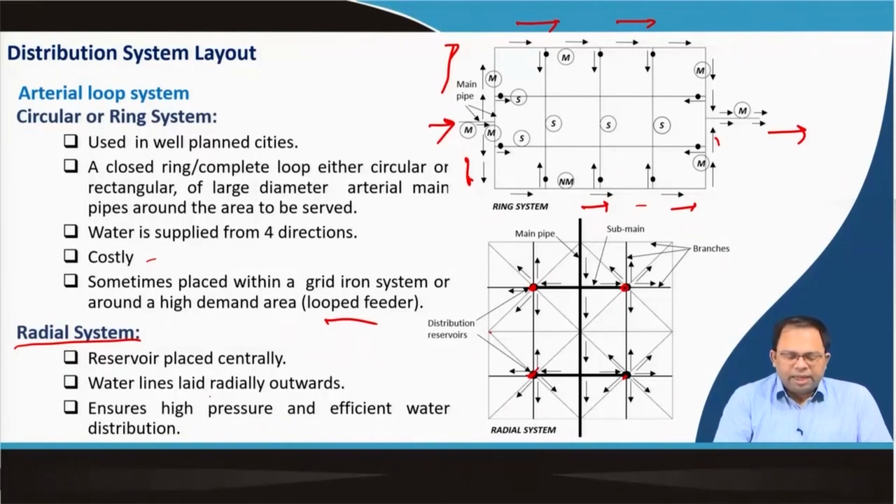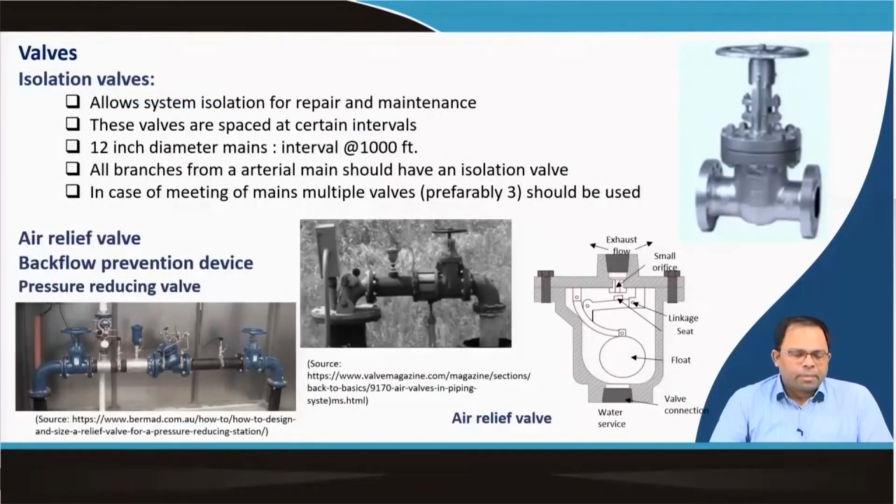So, water lines are laid radially outwards from the overhead reservoirs, and because these are centrally located, it ensures high pressure and efficient water distribution compared to the other systems.